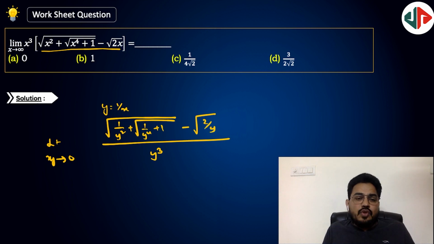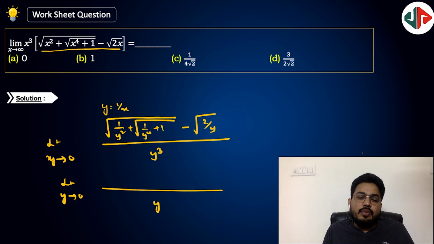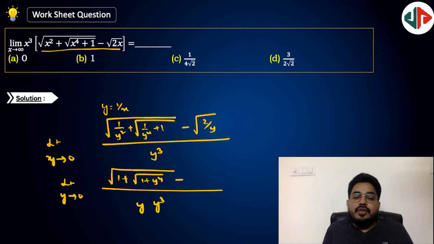So this is limit y tending to 0 of y cube. Here y square, y power 4 comes out as y square. So the LCM is y square, and y will be coming out, so you'll have one more y here. So root over 1 plus root over 1 plus y power 4 minus root 2.